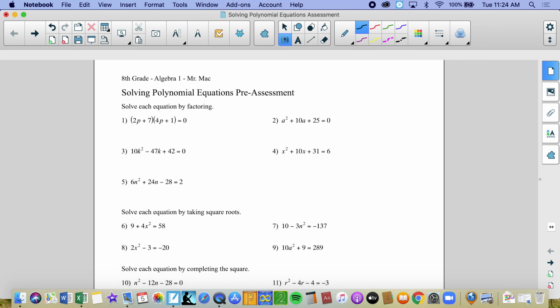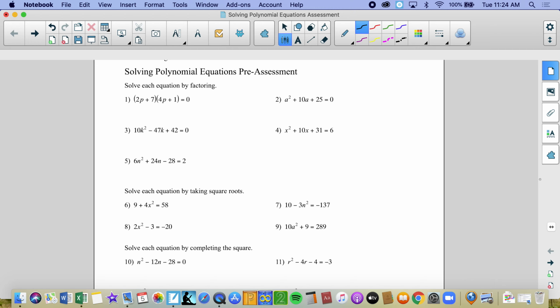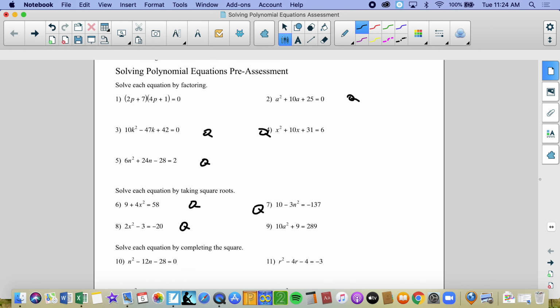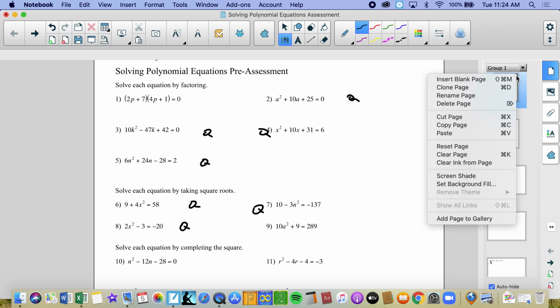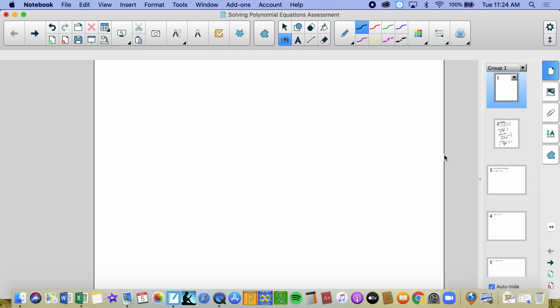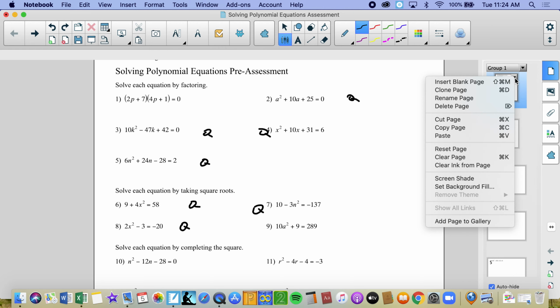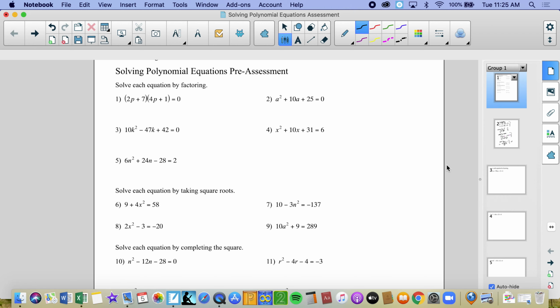So if we look at all of these problems, I guess you can't use it for this. We would have to simplify that first. But you could use it for all of these problems. You can use the quadratic formula. So it doesn't matter which problem, you're going to be able to use the quadratic formula in every single problem. So that is something. Let's clear the ink, please.